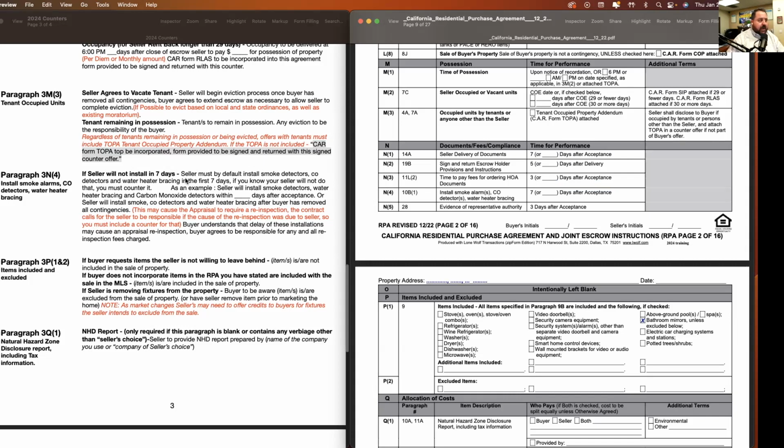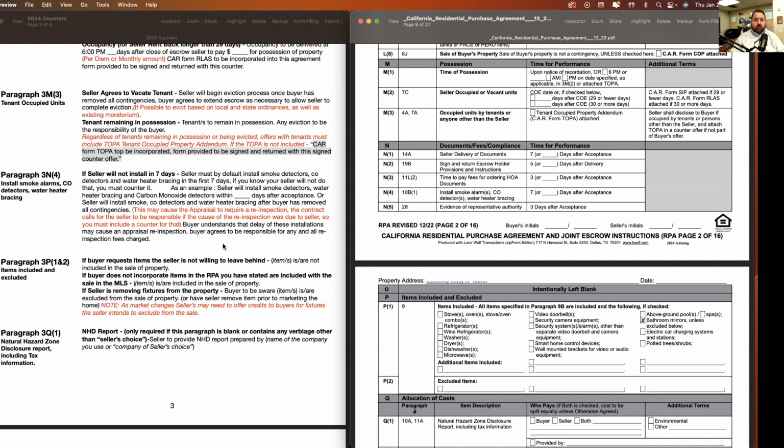So it says here, right? Seller must by default install smoke detectors, carbon monoxide and water heater bracing within 7 days. If you know your seller will not do that, you must counter it. As an example, seller will install smoke detectors, water heater bracing, and carbon monoxide detectors within blank days after acceptance, or seller will install smoke detectors and water heater bracing after buyer has removed all contingencies. But you have to note, this may cause an appraisal to require a reinspection. The contract calls for the seller to be responsible if the cause of the reinspection was due to the seller, so you must include a counter for that. Buyer understands that delay of these installations may cause an appraisal reinspection. Buyer agrees to be responsible for any and all reinspection fees charged.